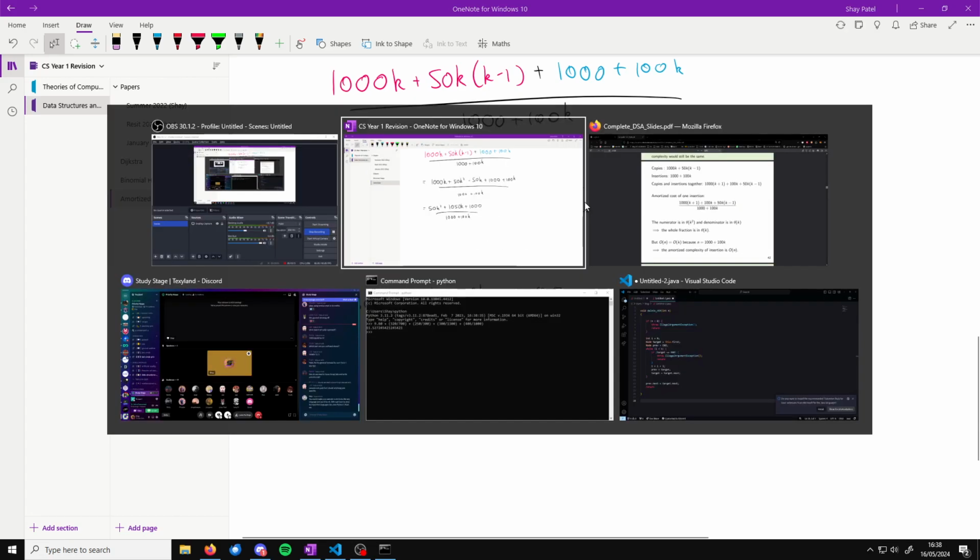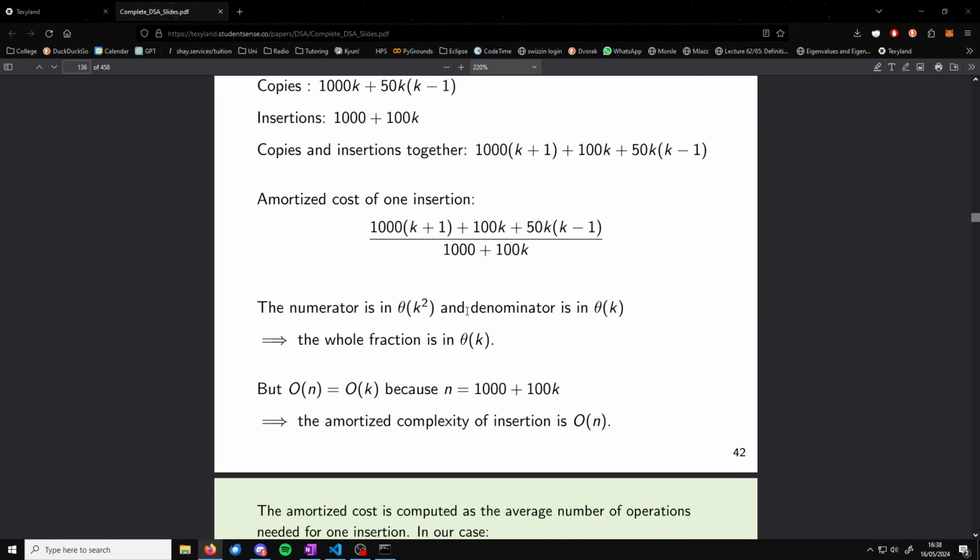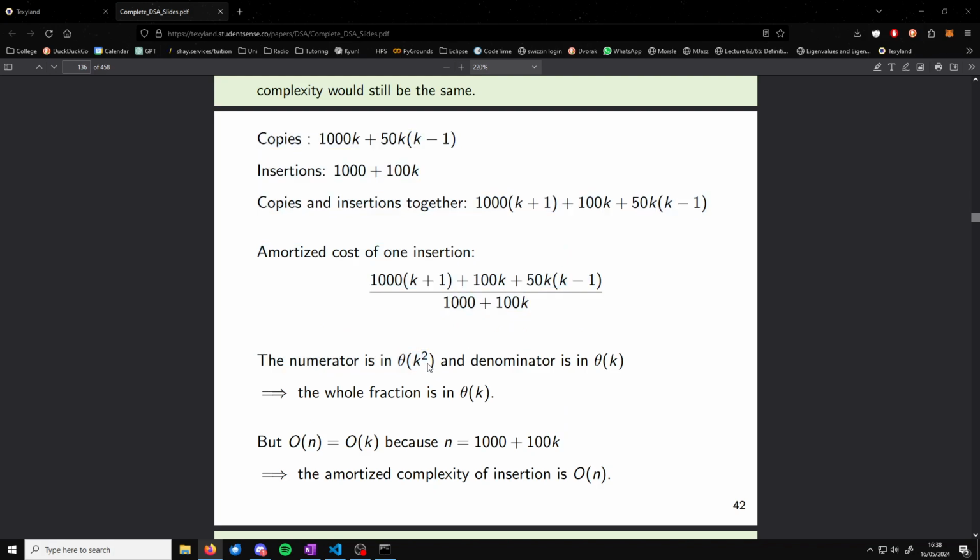They didn't actually simplify it down, but the idea is that because the numerator is theta of k squared and the denominator is theta of k, the whole fraction is in theta of k. So we can say this whole function is O of n, or O of k, and k is linear in n because n equals 1,000 plus 100k. So the amortized complexity of insertion would just be O of n. We've taken the total number of actions and divided it by the total number of insertions to get our amortized complexity of insertion.